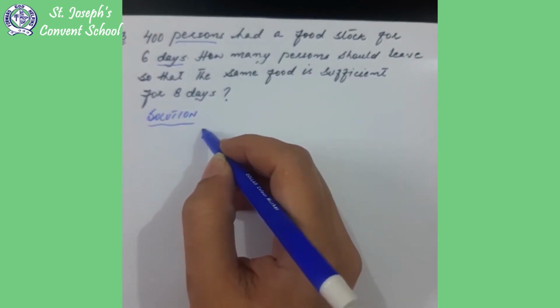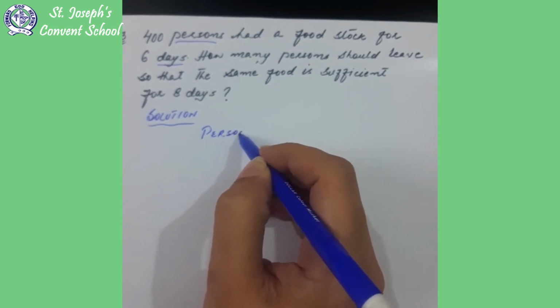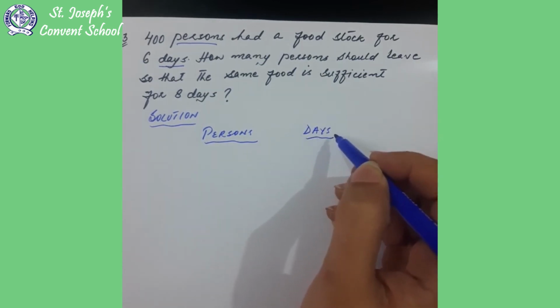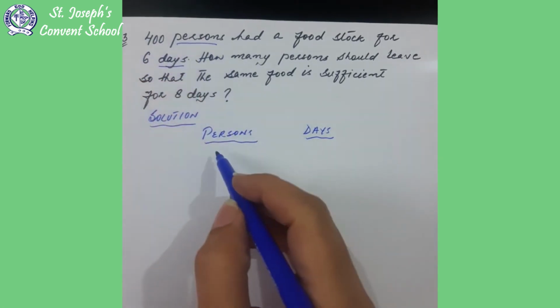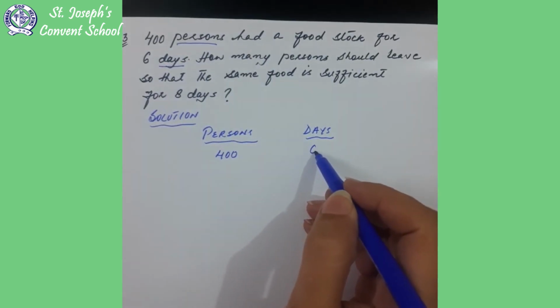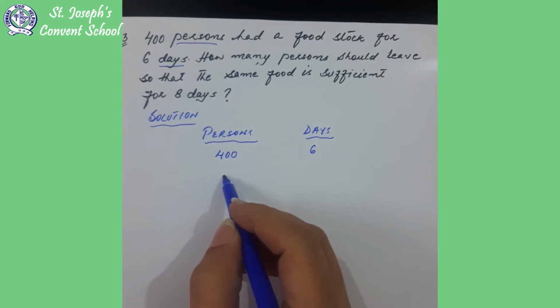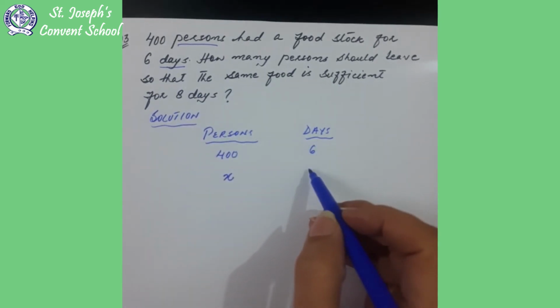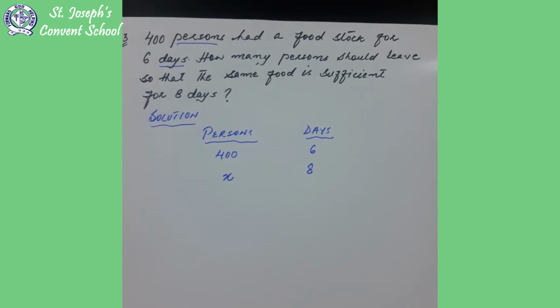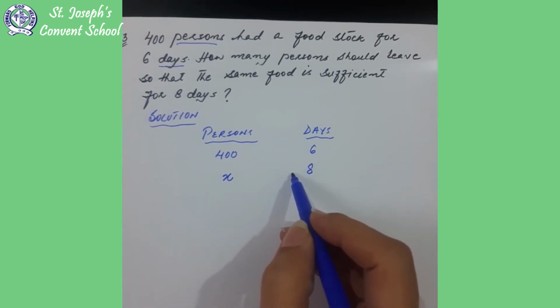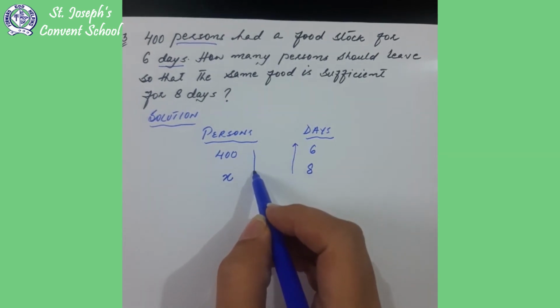Two sets are persons. Okay. Persons and days. So 400 persons, we'll write 400 persons, had a food stock for 6 days. For 6 days, okay. How many persons means X. How many is X? Should leave so that the same food is sufficient for 8 days. How many should leave so that same food be sufficient for 8 days. Okay, let's find it. You can see number of days are increasing. So if days are increasing, number of persons will decrease.